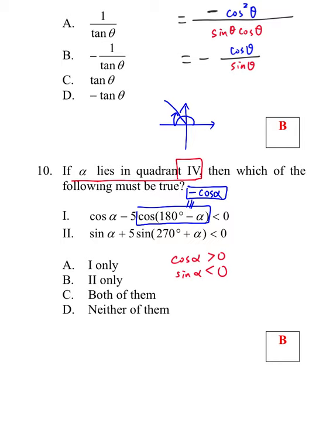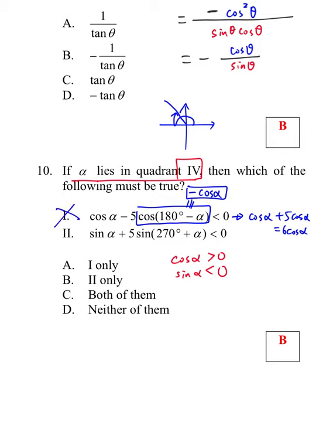And therefore, actually, the first statement would become cosine alpha plus 5 cosine alpha, since you have a negative sign right here after applying the identity, and it will give you a positive sign. So 6 cosine alpha must be positive since alpha lies in quadrant 4. So the first statement is incorrect.